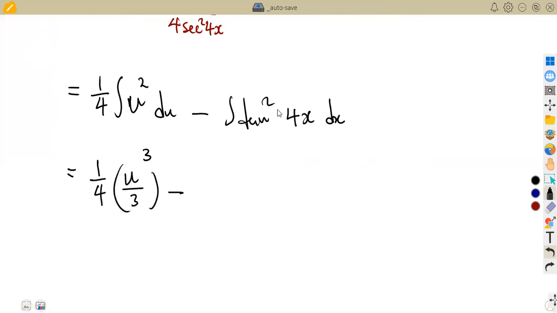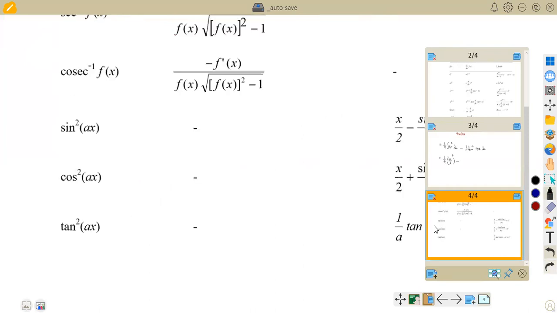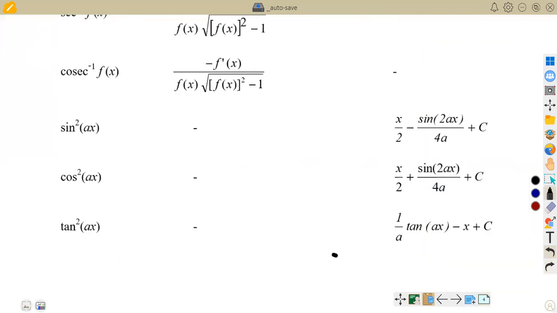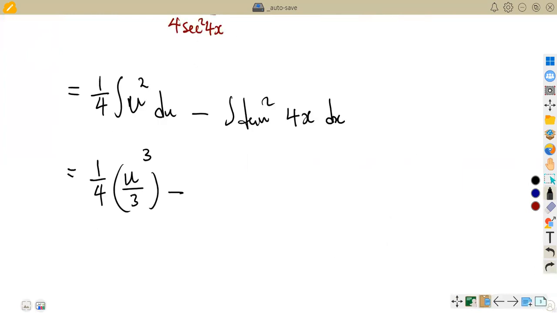Minus, like I said, the integral of tan squared, we are given this in our formula sheet. Let's just hope I kept that part for tan. All right, here we have it. If we check on these integrals, these are the integrals: tan squared ax, which is going to give us 1 over a tan ax minus x. So this is how you integrate tan squared. There's no need for you to use any substitution there.